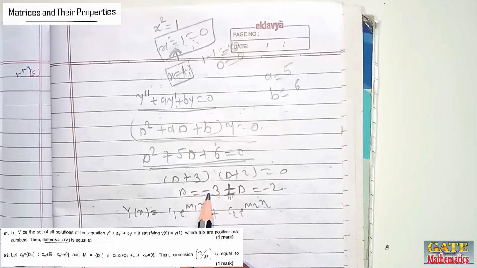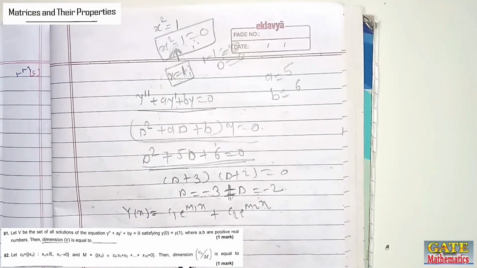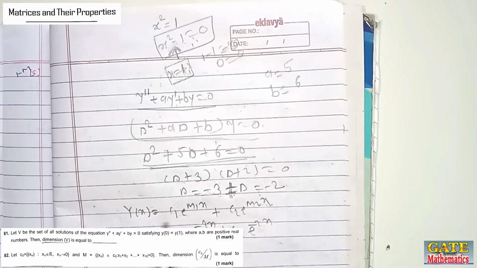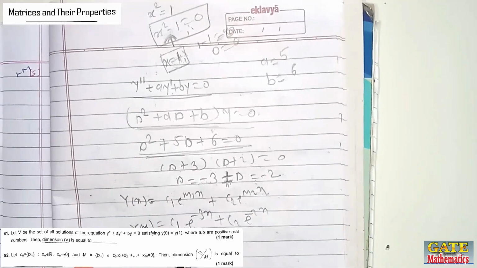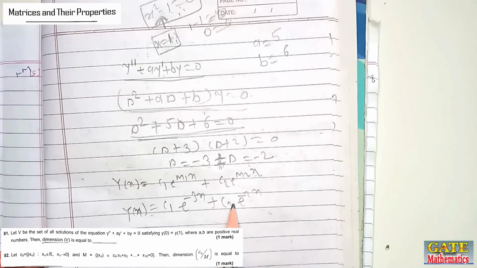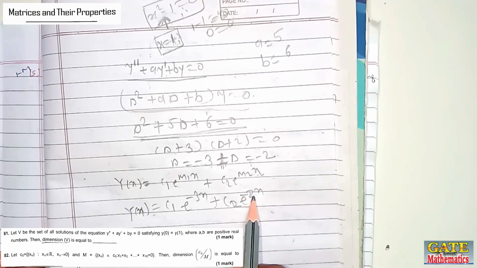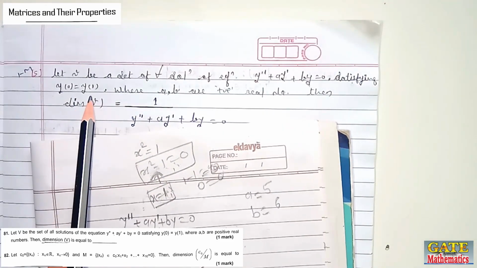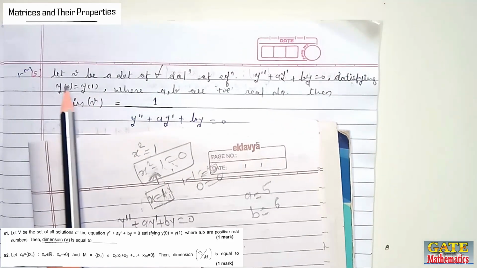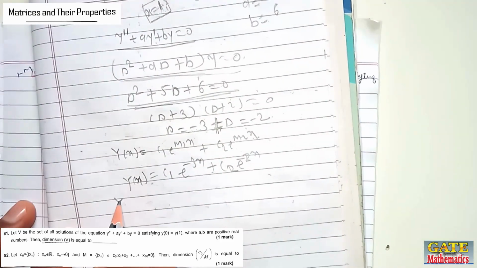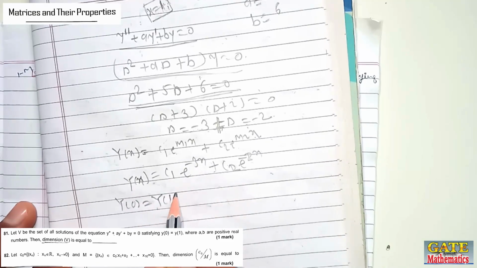Now replace m1 and m2 here. So y of x is c1 e to the power minus 3x plus c2 e to the power minus 2x. Now apply the initial boundary condition. What we have is y of 0 and y of 1 are both equal. These two conditions are equal: y of 0 is equal to y of 1.